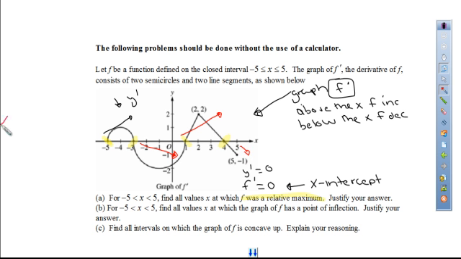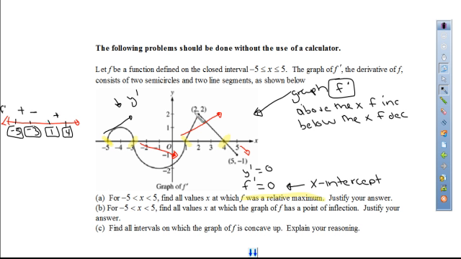As we do a number line, it makes it a little bit easier to see. We have -5, -3, 1, and 4. These are all my critical points, the critical points of f. I'm positive here, so I'm increasing. My derivative is negative there, so I'm decreasing. My derivative is positive here.